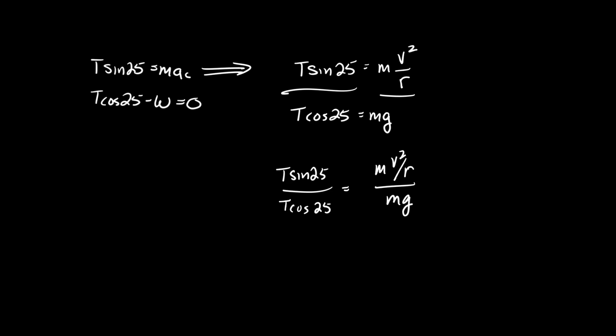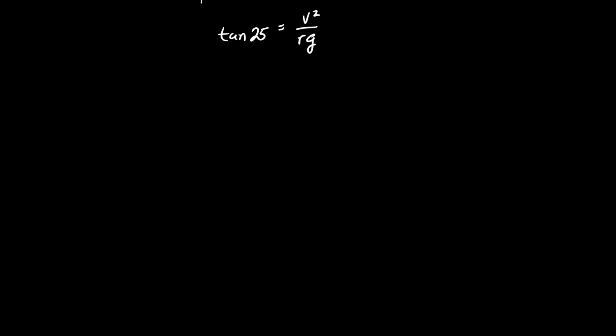But I'm suggesting we do that. Right? We're dividing both sides of an equation by the same amount. All right, well, that cancels the t's here and it cancels the m's there. Now I'll get tangent 25 equals v squared over rg. We could solve this for v.